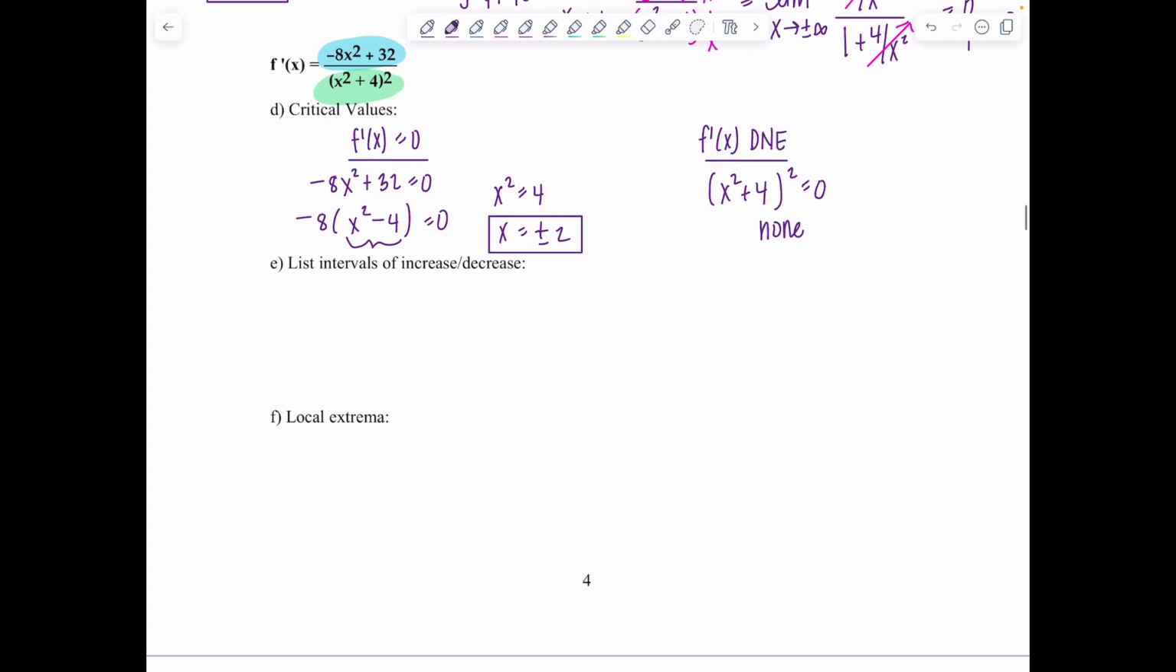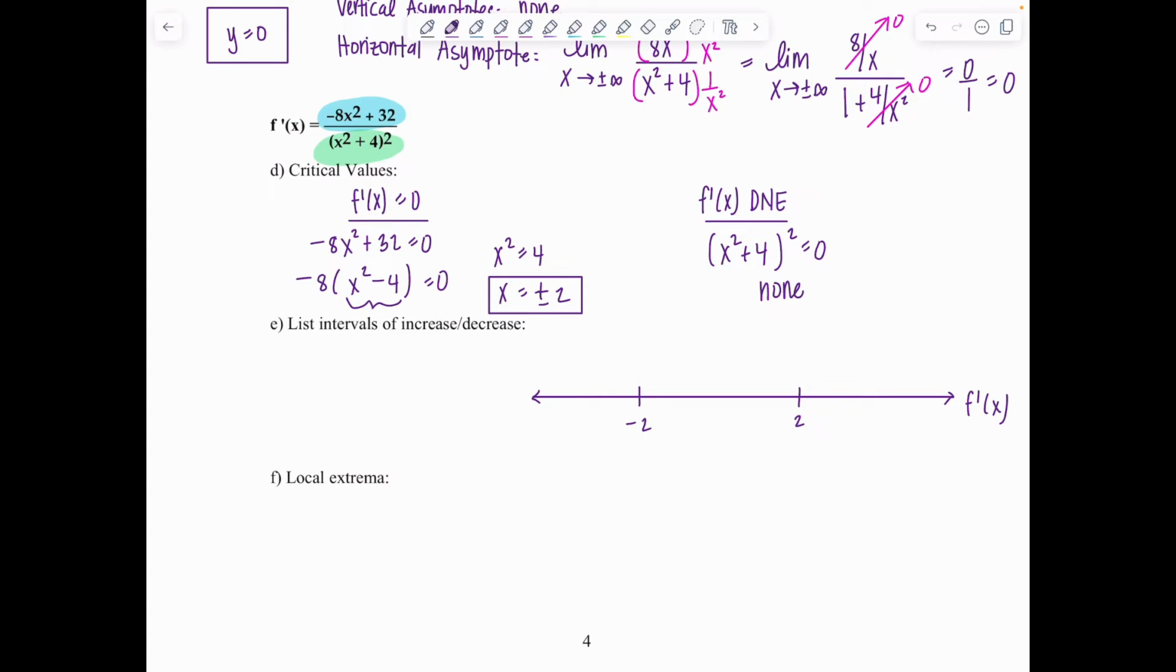Now we have to list the intervals of increase and decrease. To do that, let's make a number line. Here's our first derivative test coming in. For f prime of x, you list your two critical values, -2 and 2. Then we test the sign of the derivative on each of these intervals. Let's pick a number between negative infinity and -2, say -3. Plugging into f prime of x, -3 squared is 9, -8 times 9 is -72, plus 32, so the numerator is negative. The denominator I'm not even going to plug in, because we have this quantity squared, so the denominator is always positive.